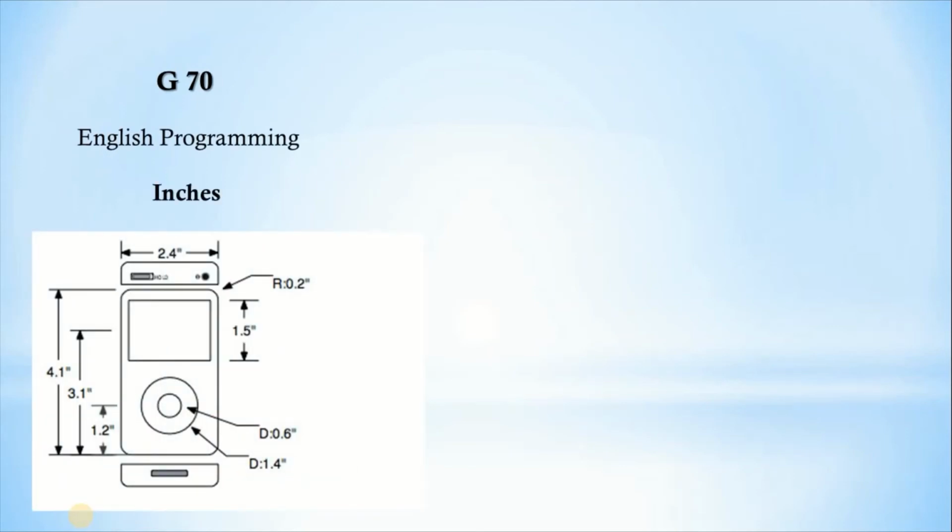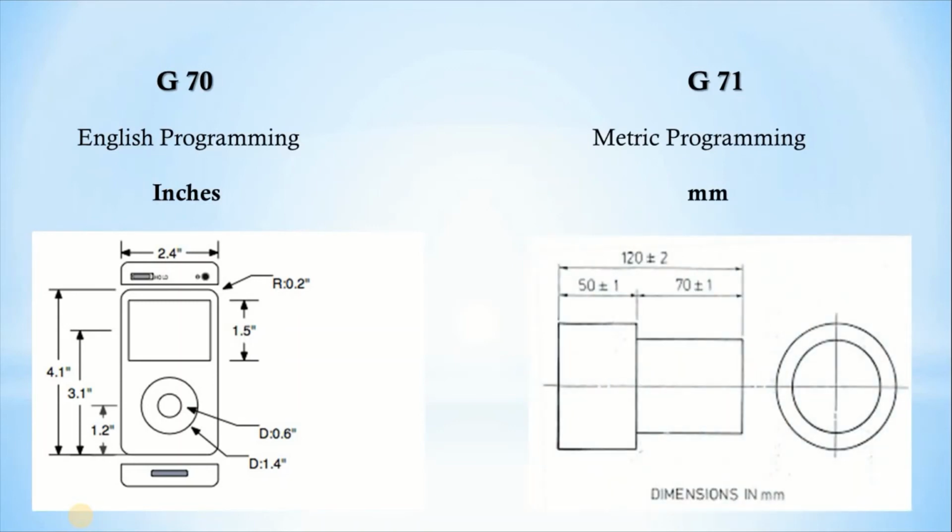Then G70 is English programming. If the values indicated in programs are in terms of inches, it is called English programming. And G71 is metric programming. If the values indicated in programs are in terms of mm, it is called metric programming. If the values are given in inches, then we have to use the G70 code. If the values are given in millimeters, then we have to use G71, that is metric programming.